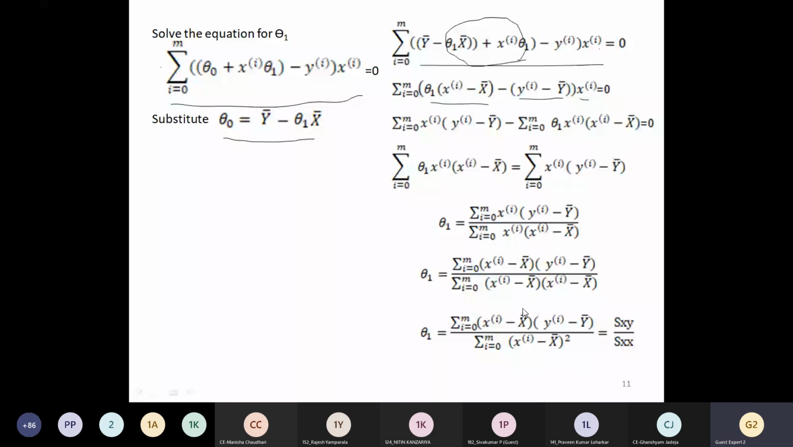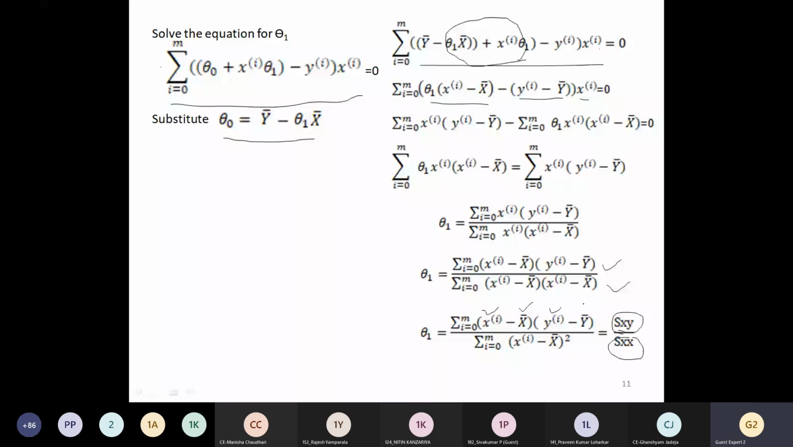Now in this equation, you can see that the upper term is nothing but the equation of covariance and the lower term is the equation of variance. The upper term is denoted by Sxy and the lower term is Sxx. So theta 1 is equal to covariance upon variance. This is the equation of theta 1. Here you can see the value of xi, the average of x, the value of yi, the average of y, again xi and the average of x.